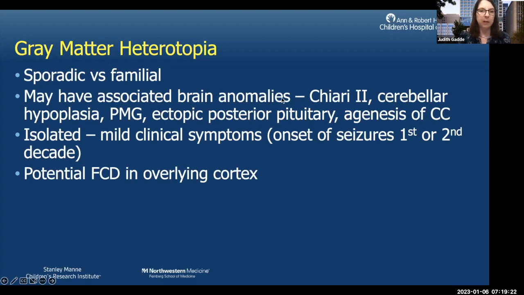So gray matter heterotopia can be an isolated finding. The patients could be asymptomatic, or they could have mild clinical symptoms. Typically, they will present with onset of seizures in their first or second decade of life. And again, like we saw previously, they can potentially have focal cortical dysplasia as well.